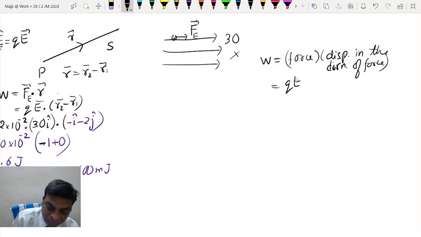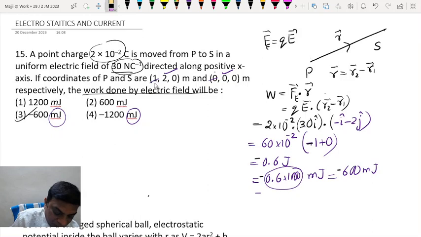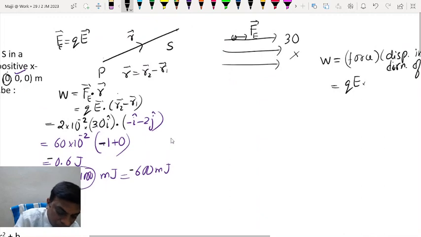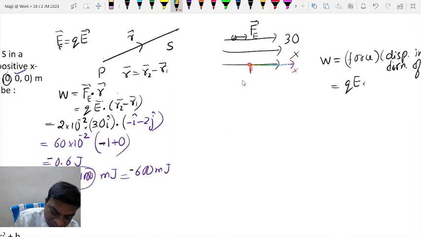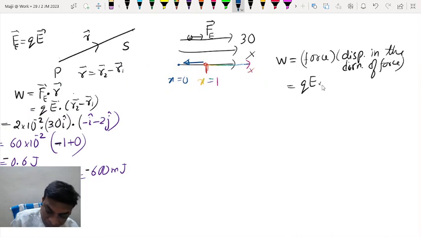So force is Q into E. Now let us see the displacement along x-axis. See, initially the x coordinate was 1 and then it became 0. So it was moved from 1 to 0. Suppose I take this as x-axis, initially it was at x equal to 1 and then it was moved to x equal to 0. So the displacement is 1 meter to the left. So cos 180 will come here, and cos 180 degree is minus 1.